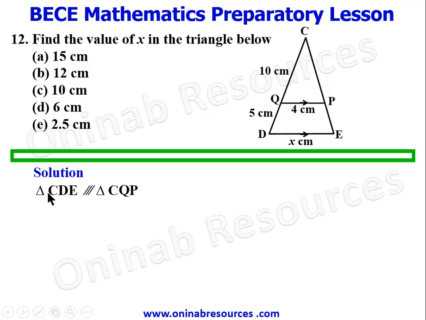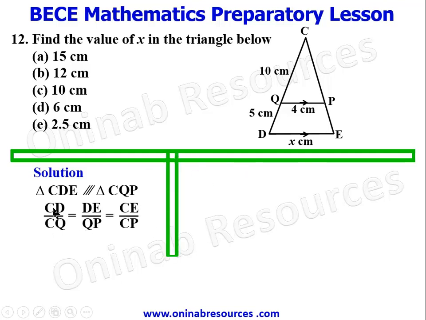Now we said the ratio of their corresponding sides are equal. So we have CD over CQ is equal to DE over QP, and is equal to CE over CP. So we now substitute in the values of CD, CQ and the rest. So substituting CD is 10 plus 5, which gives 15.